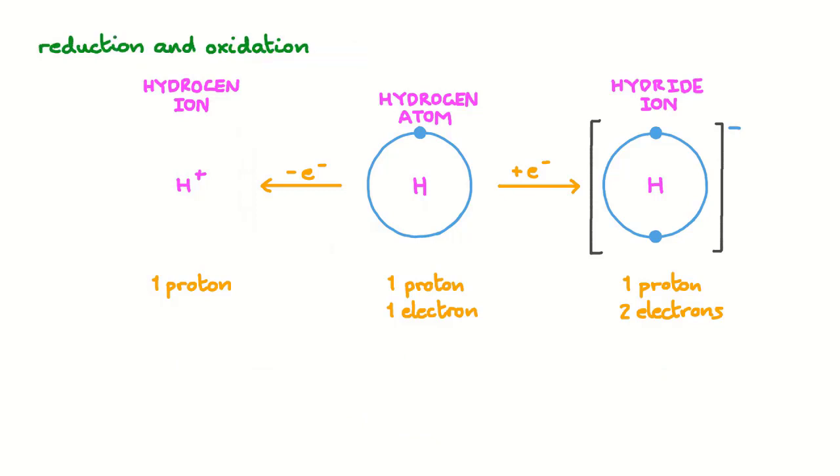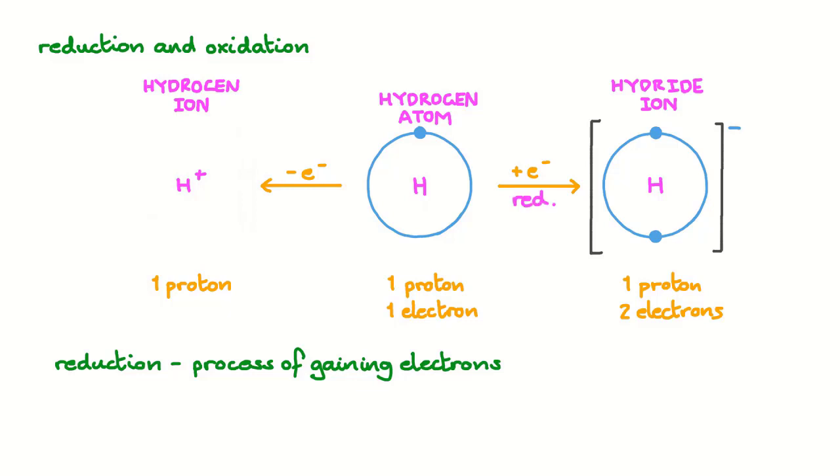One of the ways we can do this is by talking about reduction and oxidation. Reduction is the process of gaining electrons. It can be 1, 2, or any number. So, we say that a hydrogen atom is reduced to form a hydride ion because it gains one electron.